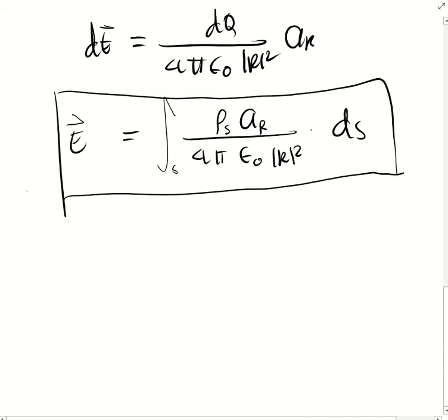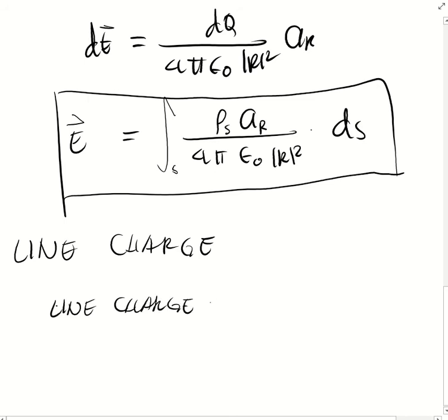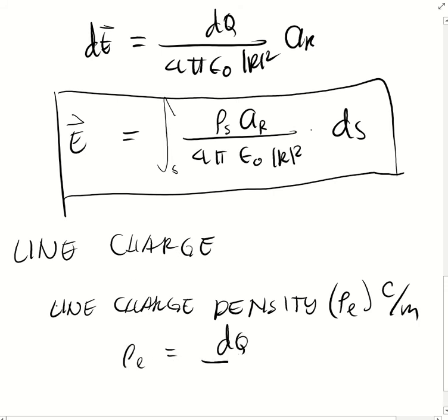And lastly, we have one more configuration, what we call the line charge. For the line charge, we again have a line charge density. This is the charge per meter, because it is a length, it is a line. The density is rho L, in coulomb per meter. So the formula is the same: rho L will be equal to dQ, charge, per dL, differential length.